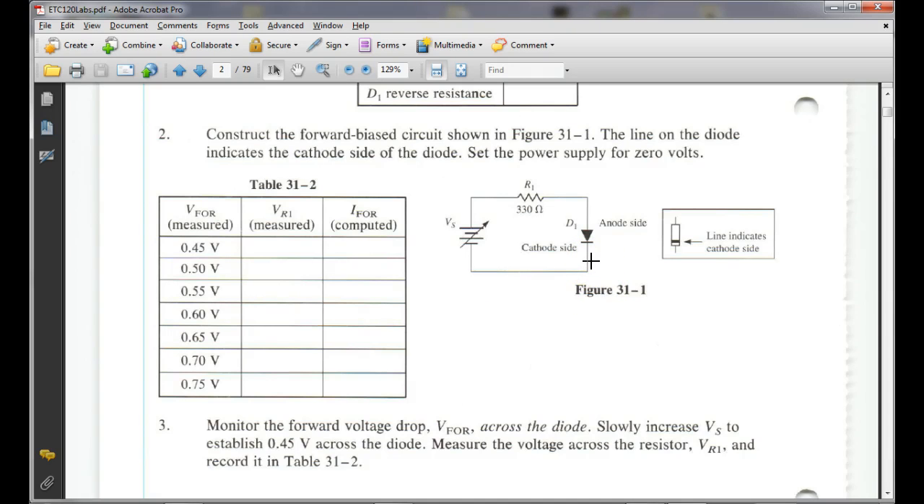So what we have is, what's this a symbol for right here? So what's this a symbol for? We have a variable DC voltage source, right? So on our trainers, you're going to use the variable DC voltage source. And we have a plus and we have a minus variable DC voltage source.